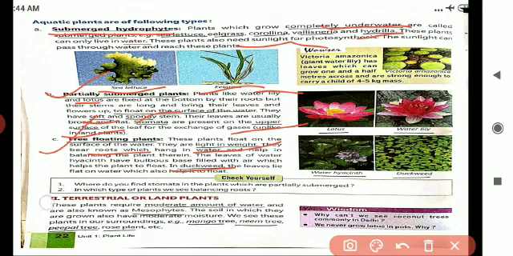The next one is terrestrial or land plants. In our terrestrial land, mostly what trees can you see? Mango tree, neem tree, peepal tree, rose plant; all these you can see on the land. Now children, these plants require a moderate amount of water. What is another name for this one? Mesophytes. The best examples are mango tree, neem tree, peepal tree and rose plant.